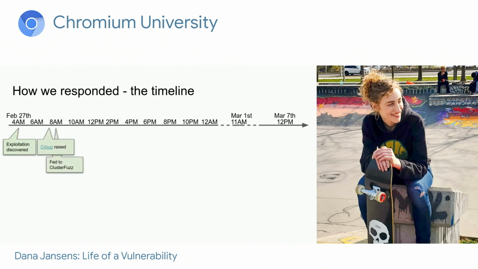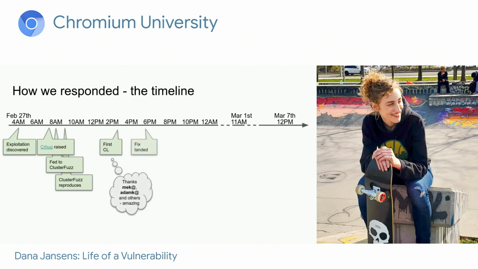One of the first things we did was feed the exploit code to ClusterFuzz. It doesn't just generate new input. You can also feed it known bad input and see if it finds a crash. By 9:05 a.m., it had found the crash. So we had a fix by 2:31 p.m. that same day. This is so awesome. And that fix was landed by 5:44 p.m.